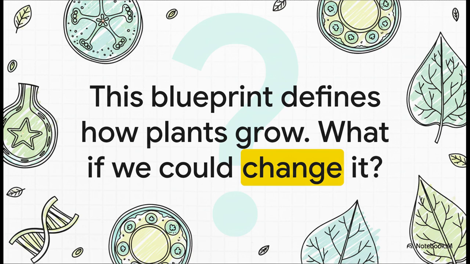It literally defines how they live, and that kind of leaves us with a really cool final thought, right? Now that we understand this blueprint, what could we do if we could actually change it? I mean, imagine engineering stronger crops that can survive a drought, or tougher forests. The possibilities are just incredible to think about.